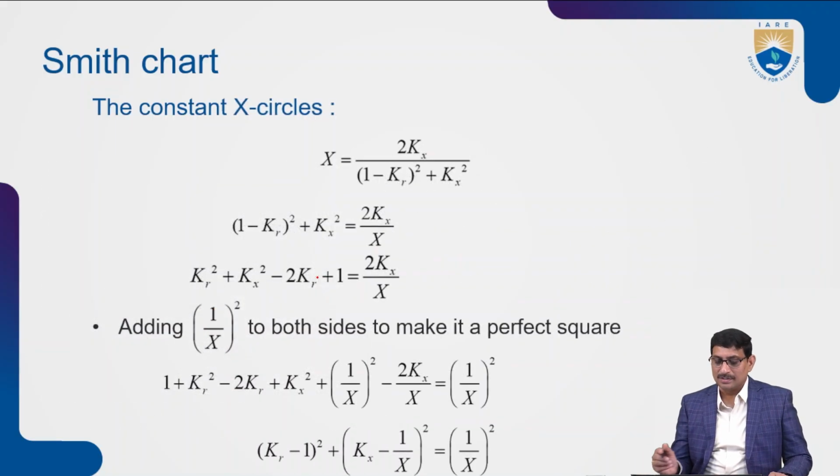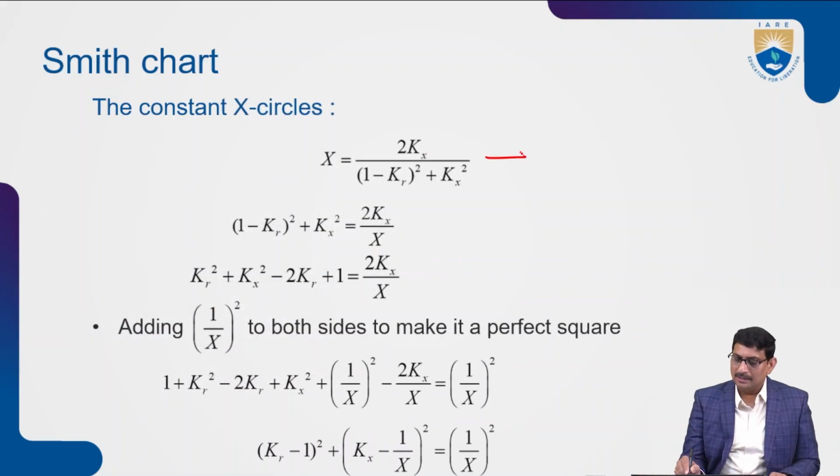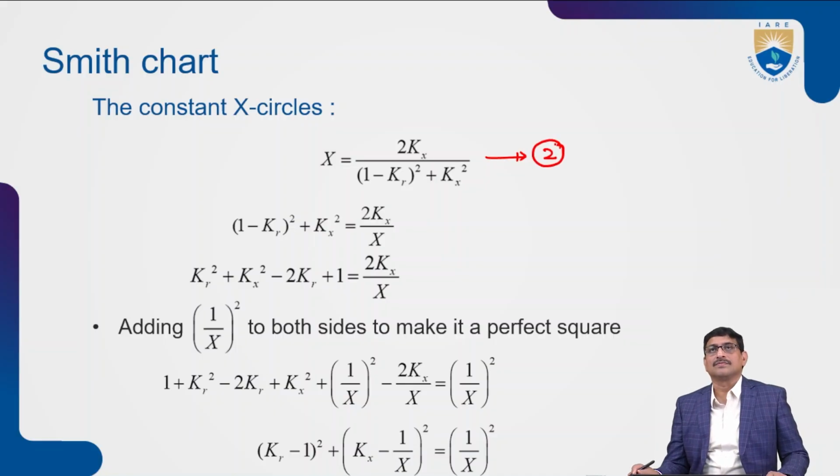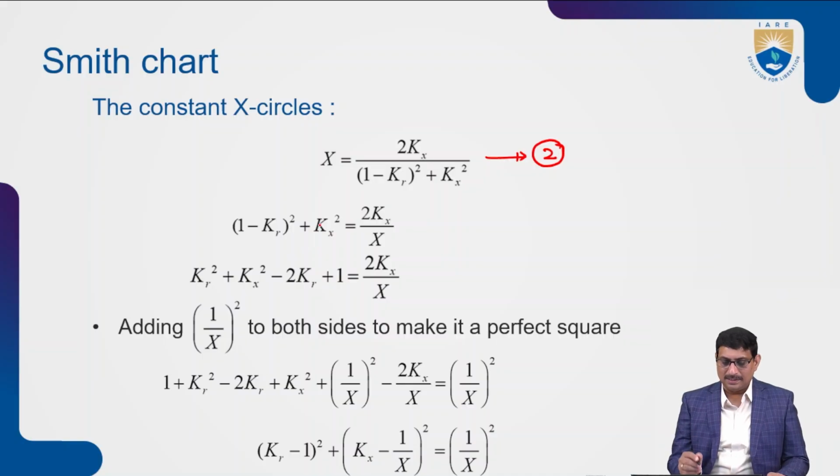Similarly, I will go ahead with the constant X circles. I will take equation number 2, where, equating the imaginary parts on both sides of the reflection coefficient equation, we got this equation. I will again simplify this equation and put it in the standard circle equation form. If I rewrite it, we get this expression.